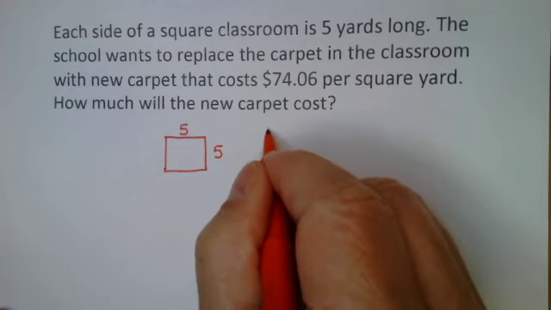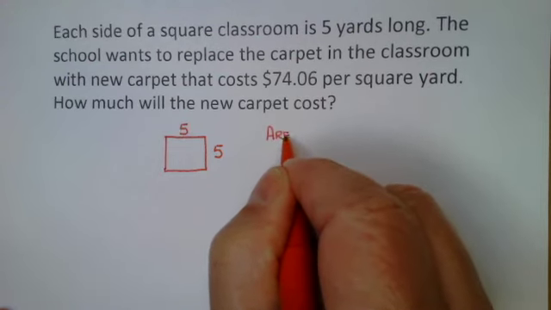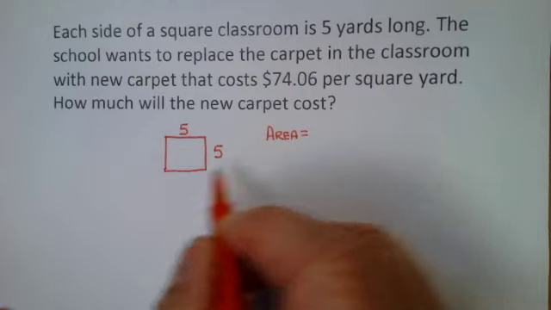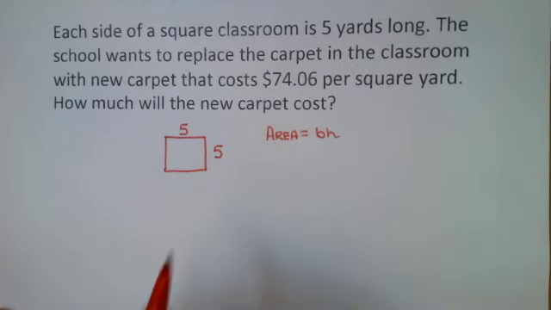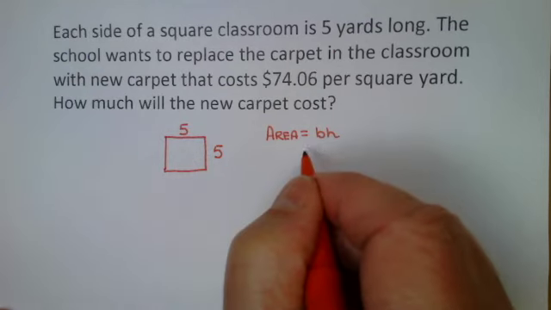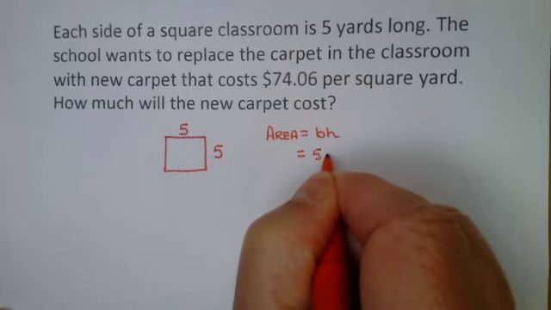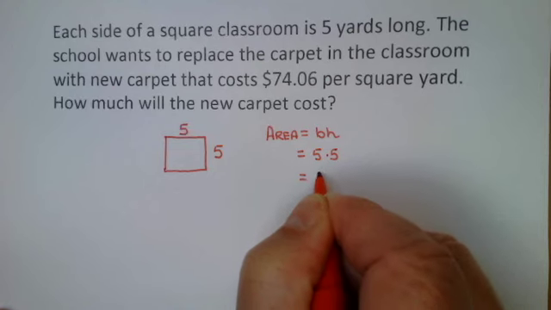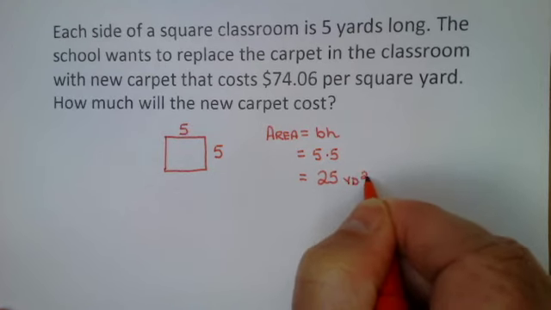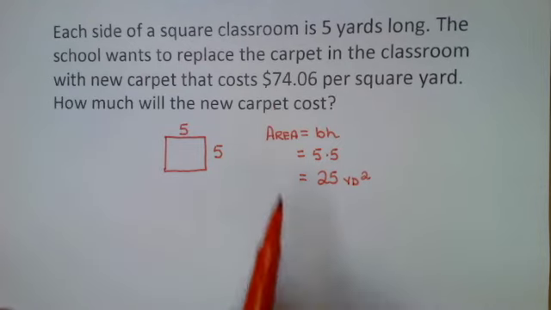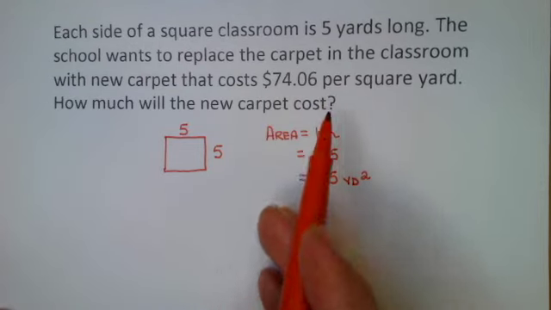I need to figure out the area of this object first. And to figure out the area of a square, it's base times height. Both the base and the height are the same. That's 5 times 5. 5 times 5 is 25 yards squared.